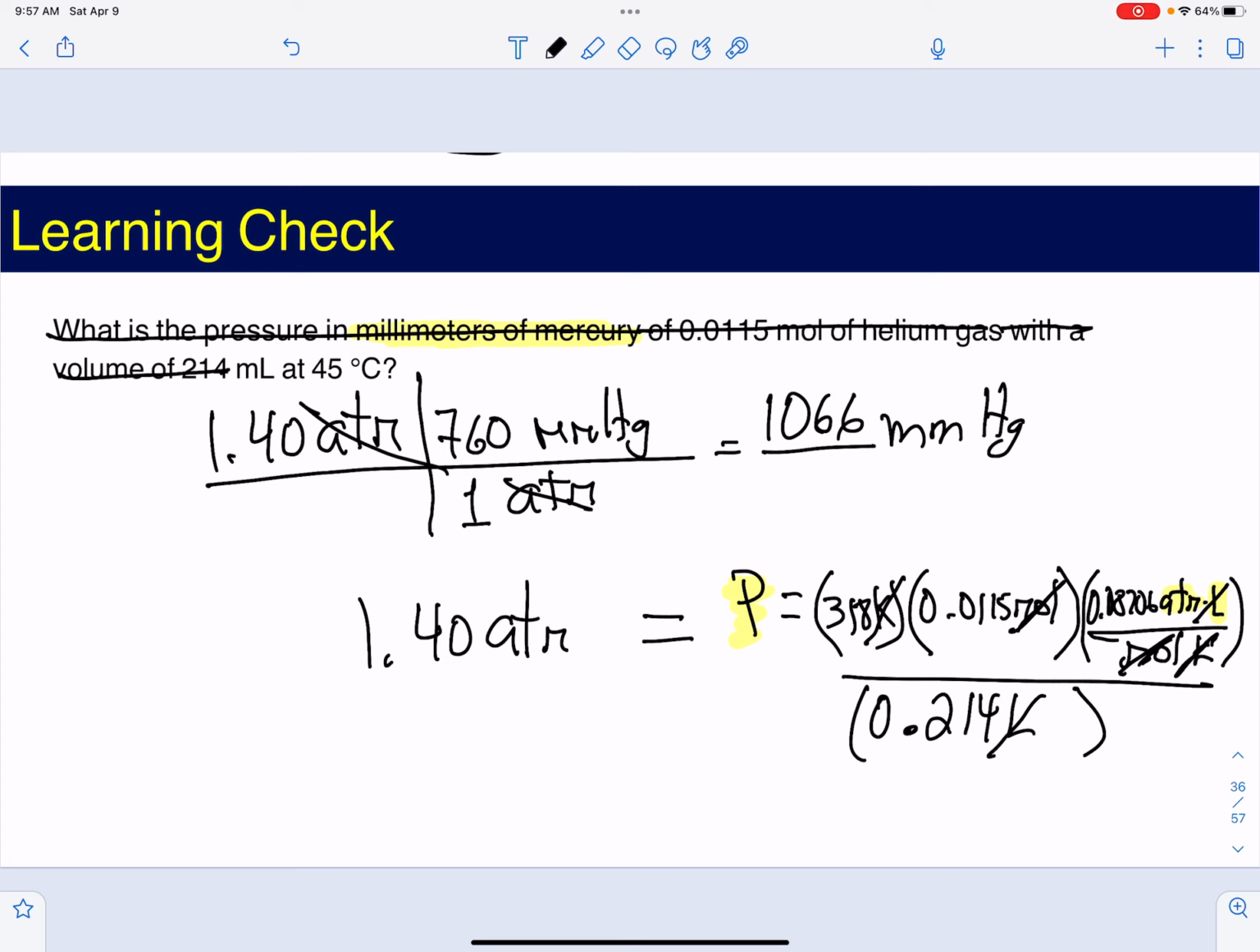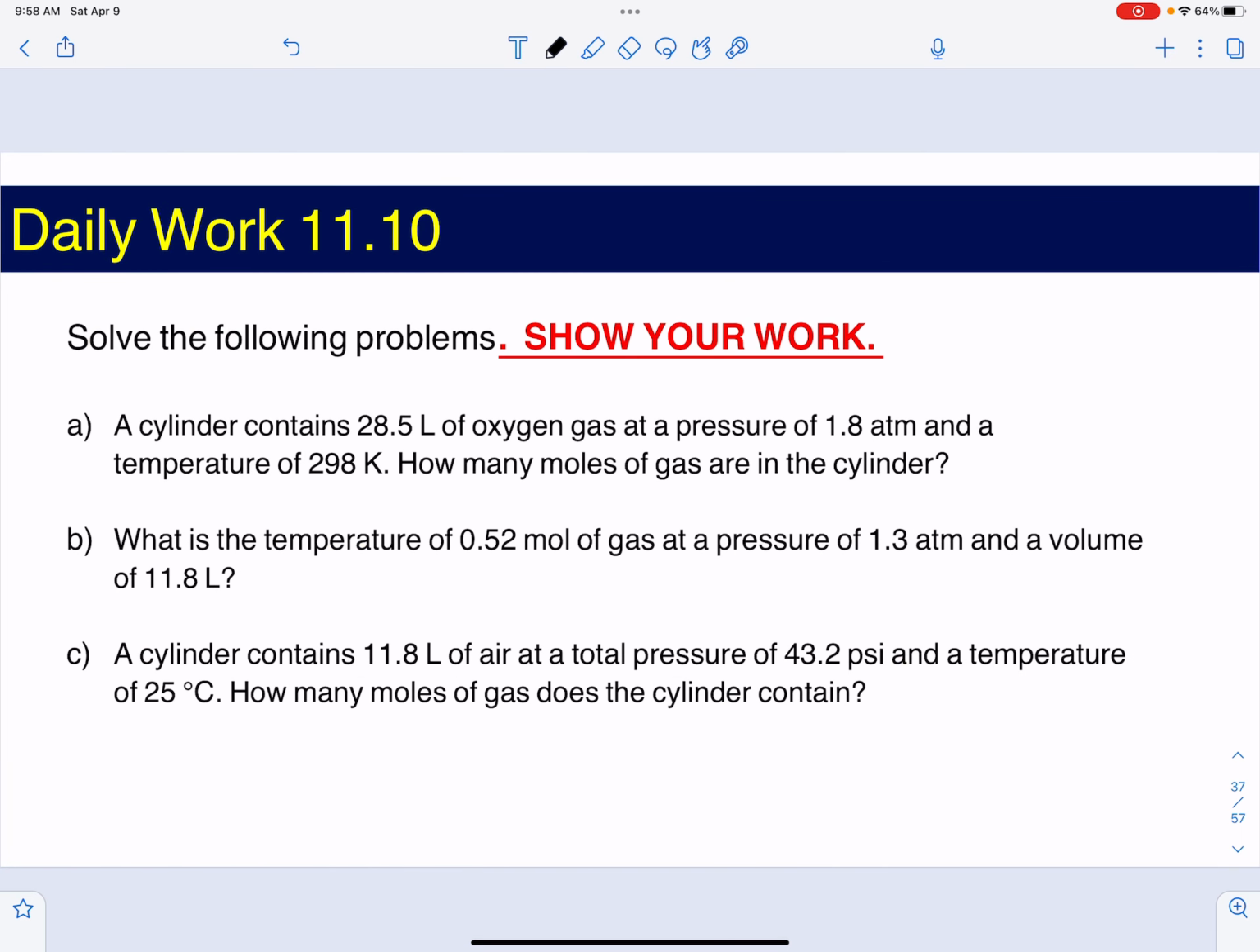So once more, what's important on the ideal gas law? All the units have to cancel except the one you're looking for. That means that if you have liters and milliliters, one of those has to change to the other so you can cancel it. The R uses atmosphere, so if you're using pressure, it has to be in atmospheres, and so on. So with that said, you should be able to work these three problems, so you can practice with the ideal gas law.